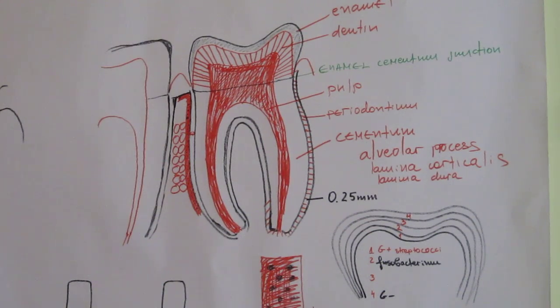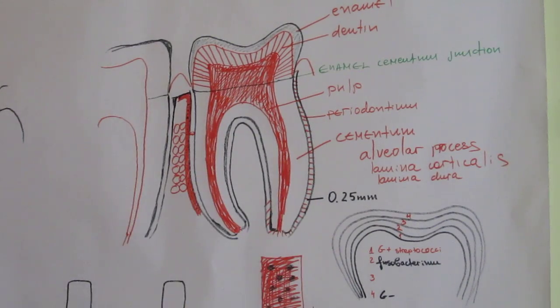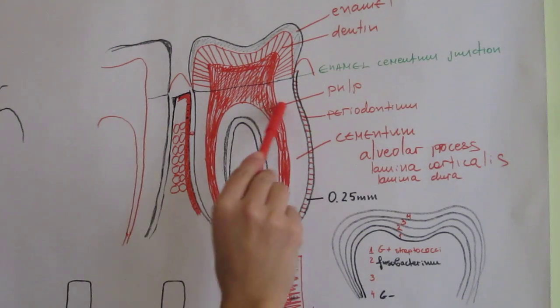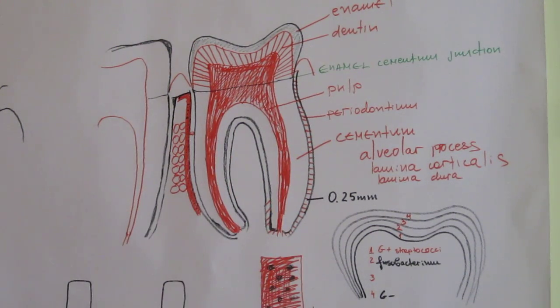Cementum. There are two types of cementum. The first is primary and the second is secondary. Primary, as the name shows, forms when the roots form. There are 3 years until the root forms fully after the eruption of the crown. When the crown erupts, we have 3 years for the root to form.